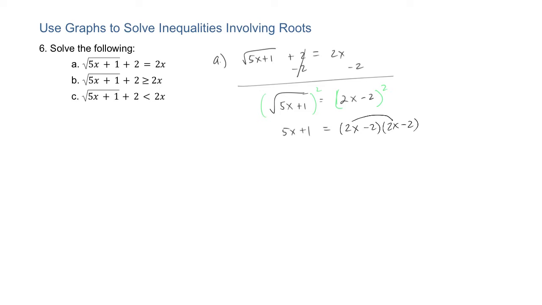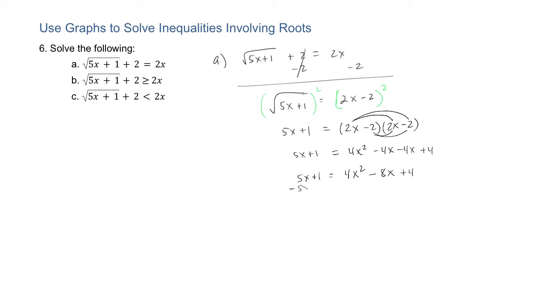Then we're going to distribute the 2x, so we would get 4x squared minus 4x, and then distribute the minus 2, so minus another 4x, and then plus 4. And that's still equal to 5x plus 1. So then we'll combine both terms, get 4x squared minus 8x plus 4. And now that's a quadratic. So we will set it equal to 0 and solve.